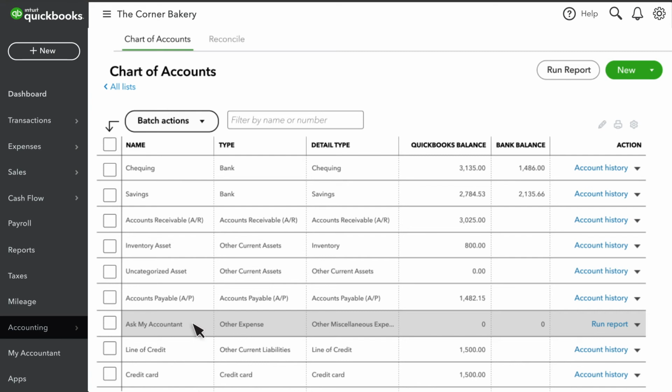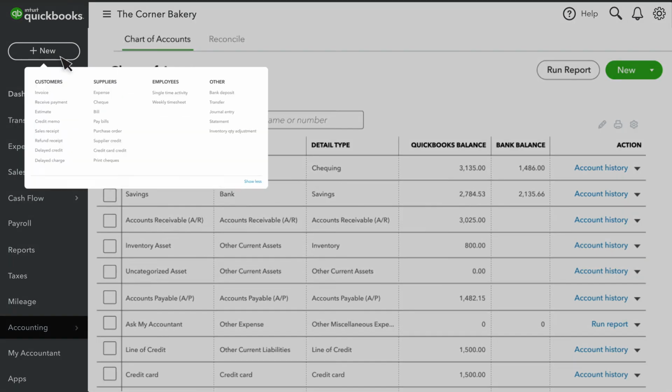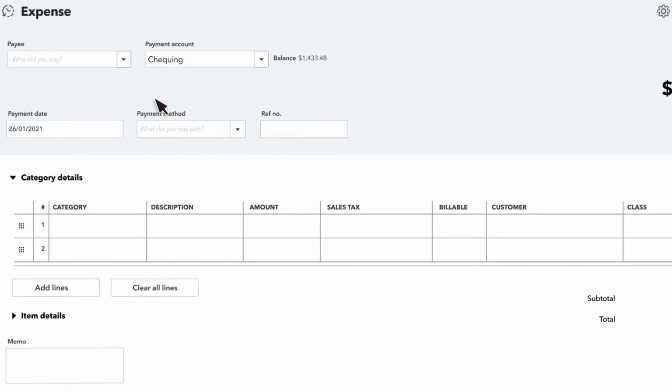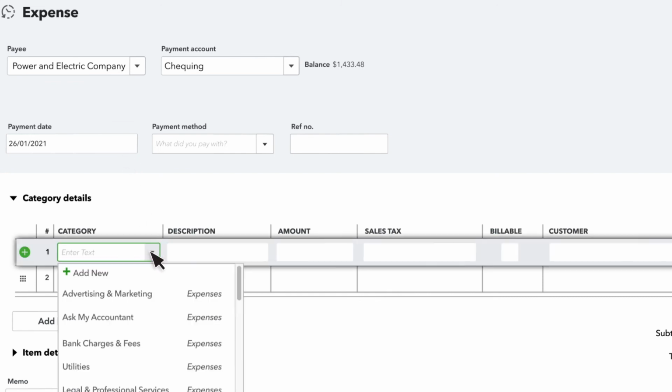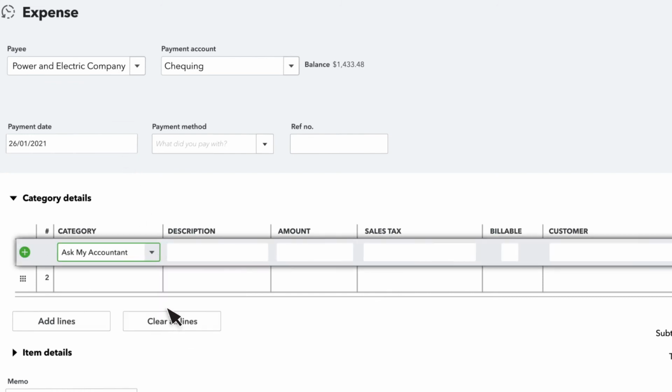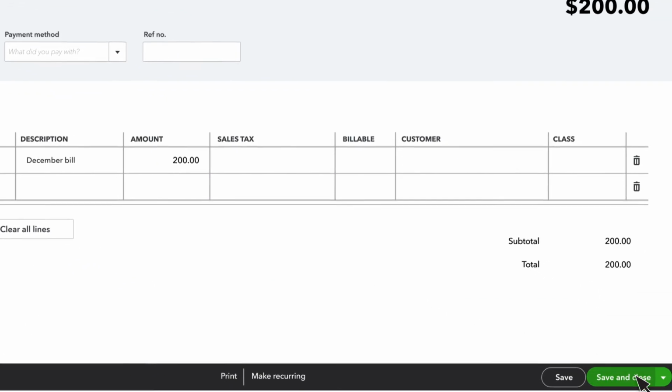One thing that many businesses set up is an account on the chart of accounts named Ask My Accountant. This is ordinarily set up as an other expense type account. The way many businesses use this is anytime you enter a transaction and you don't know how to categorize it, you can simply enter Ask My Accountant in the account field of an expense. Provide a brief description along with the amount of the expense.